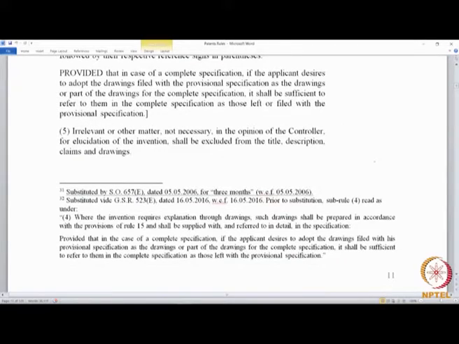Rule 13.5 gives the controller the power to exclude things that are irrelevant or not necessary from the title, description, claims and drawings. Now, if the controller feels that there are certain parts, certain description that is not required or irrelevant, the controller can exclude them.